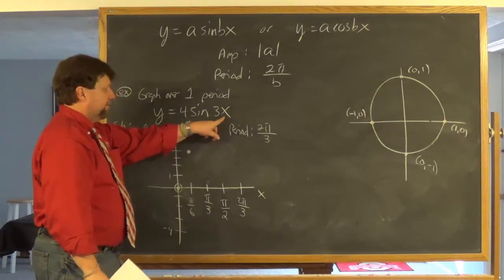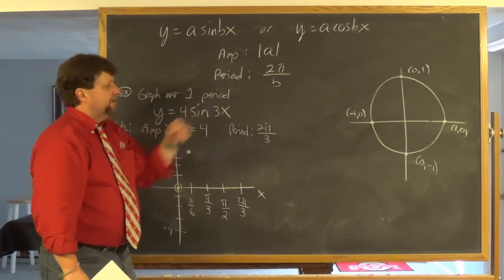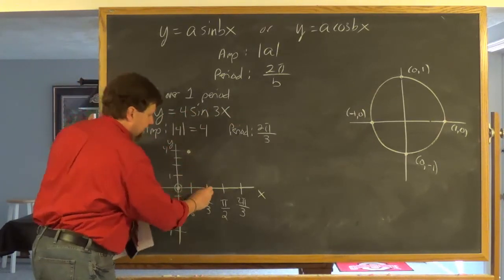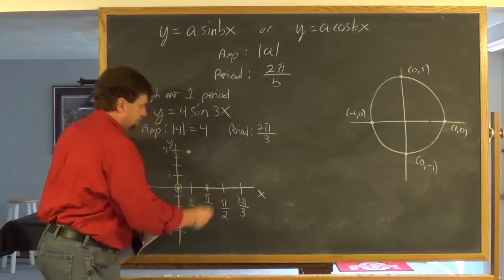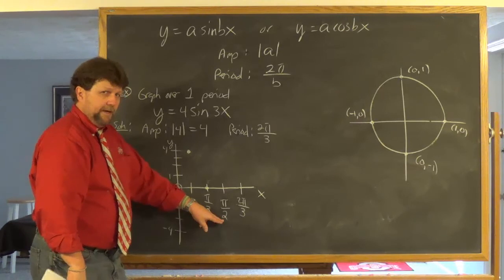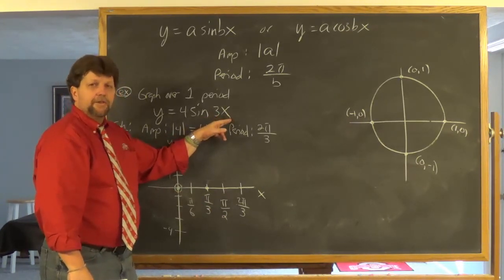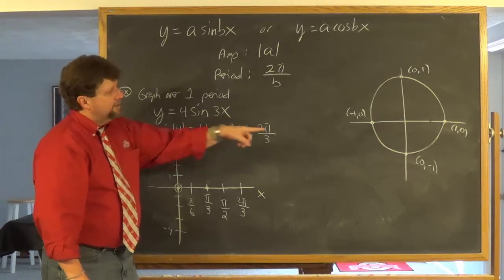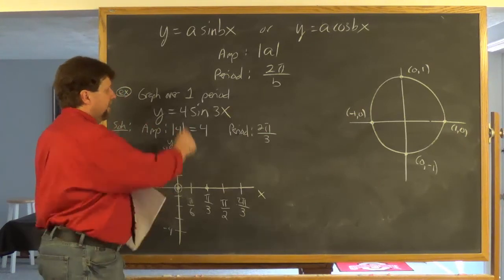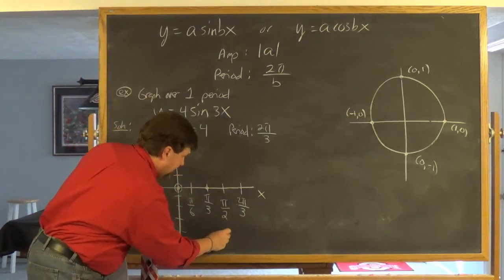Continuing, put pi over 3 in for x. 3 times pi over 3 is pi. From the unit circle, I know the sine of pi is 0. 4 times 0 is 0. So I can plot this point. Next up, pi over 2. Third quarter point is pi over 2. Put pi over 2 in for x. 3 times pi over 2 is 3 pi over 2. From the unit circle, I can see the sine of 3 pi over 2 is -1. 4 times -1 is -4, so that's down here.